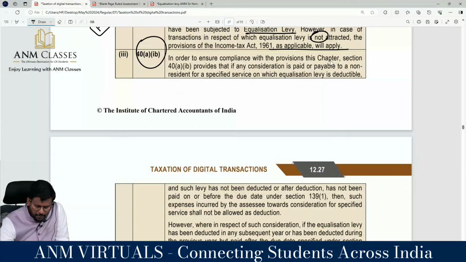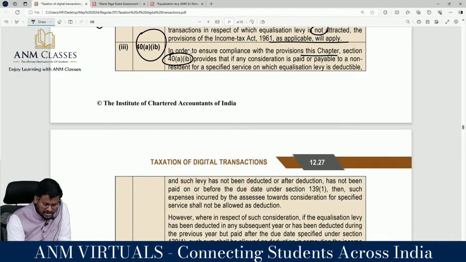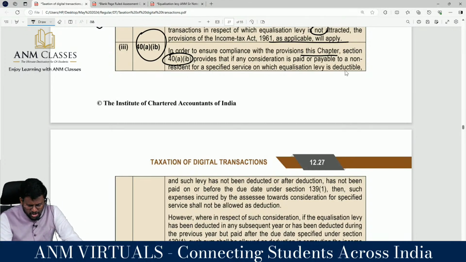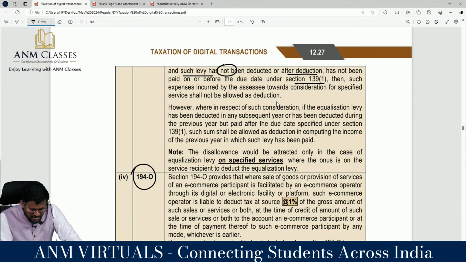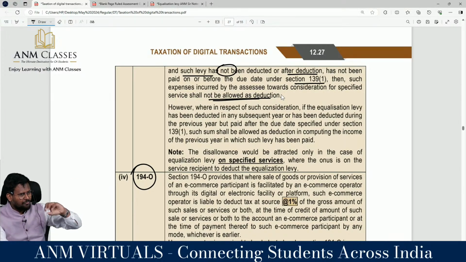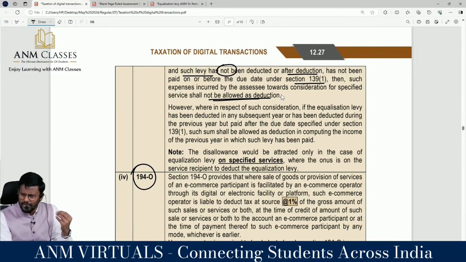In order to ensure compliance with the provisions of this chapter, section 40A subsection 1B provides that if any consideration is paid or payable to any resident for a specified service on which equalization levy is leviable and such levy has not been deducted, or after deduction, has not been paid on or before the due date under what section? Then such expense incurred by assessee towards consideration for specified service shall not be allowed as a deduction. That means you have debited an expense on which equalization levy was supposed to be deducted, but you have not deducted the levy, or you have deducted but not paid to the credit of the central government, then whatever expense you have debited to P&L account should be added back.